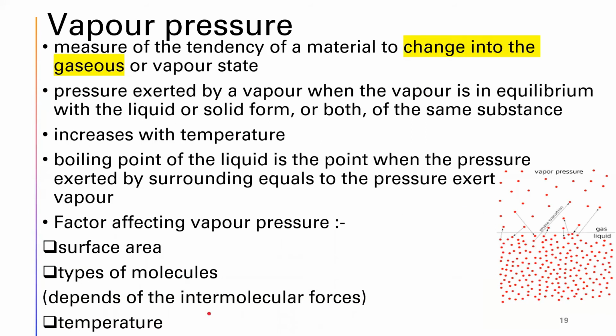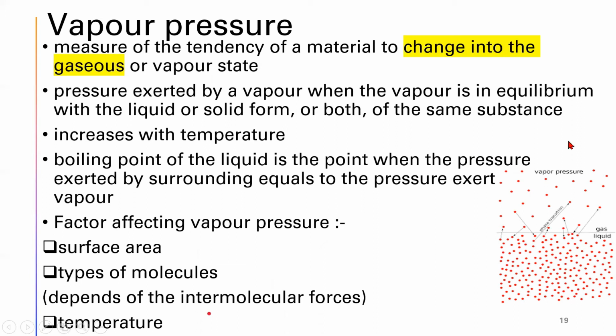Vapor pressure. Vapor pressure is the measure of the tendency of a material to change into the gas or vapor state. Basically, vapor pressure is the pressure exerted by a vapor when the vapor is in equilibrium with the liquid or solid form, or both, of the same substance.